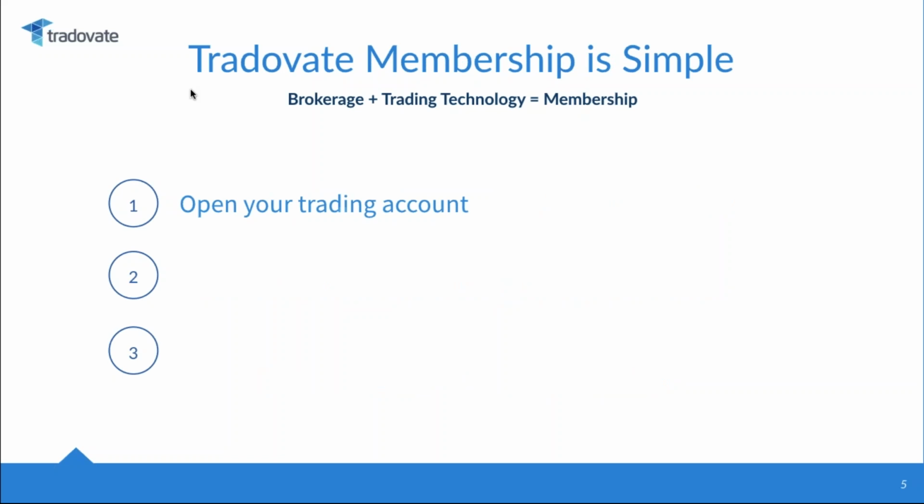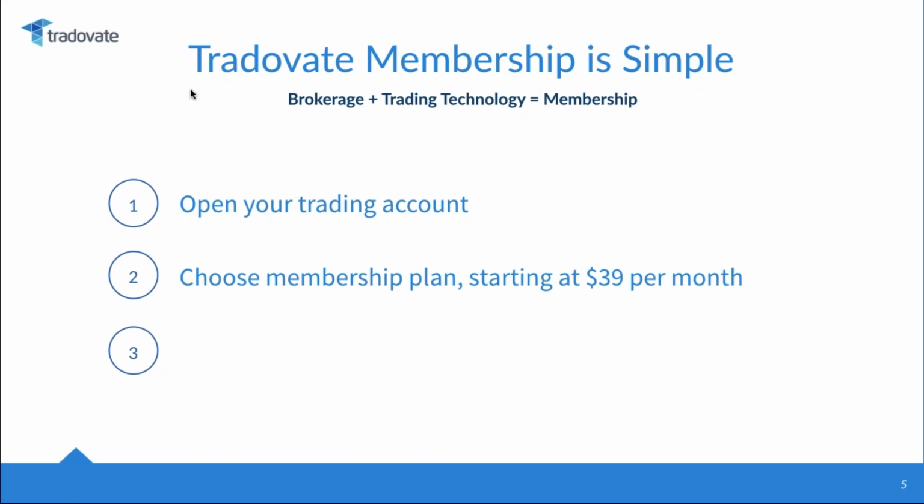What we've done is to combine our brokerage and proprietary trading technology into a single service that is called membership, and offered on an all-you-can-consume subscription basis. If you think about Netflix or Amazon Prime, it's very similar to that. Members, by opening a trading account, choosing one of our 3 membership plan options, which start at $39 per month, and then enjoy exclusive access to Tradovate's unlimited commission-free futures trading. You can trade 1 contract, 1,000 contracts, or more, and the membership plan you choose will be the same flat price.